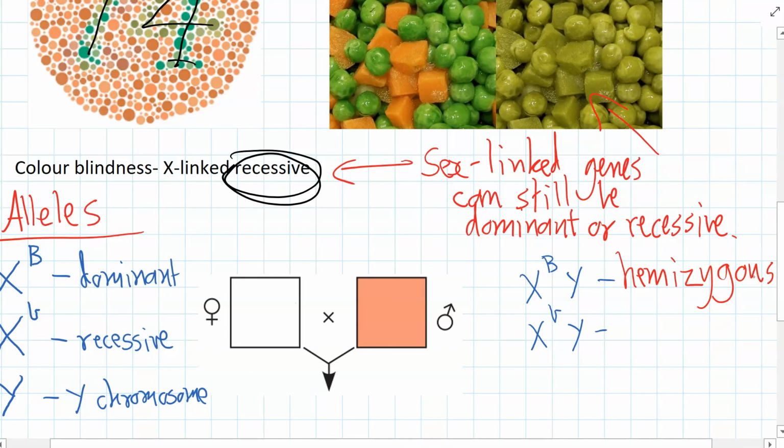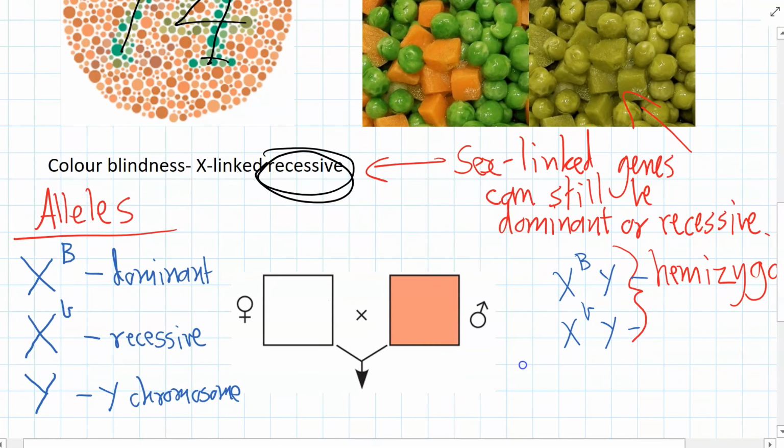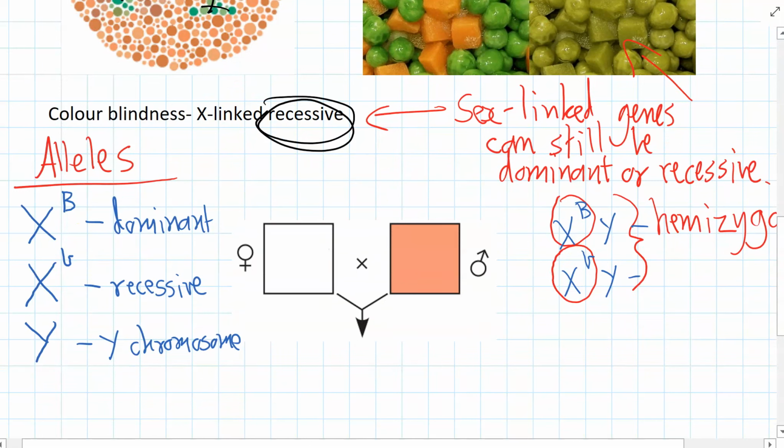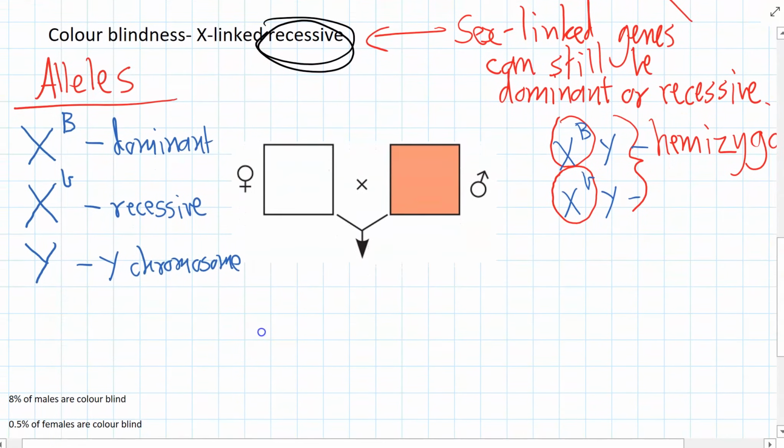Hemi meaning they only have one copy of that allele. So for males, it really doesn't matter about dominant or recessive. If they have the faulty allele, then they're going to be colorblind. And if they have the healthy allele, then they're going to be normal seeing. But for females, they still have two copies, so they still have either homozygous or heterozygous, like normal.